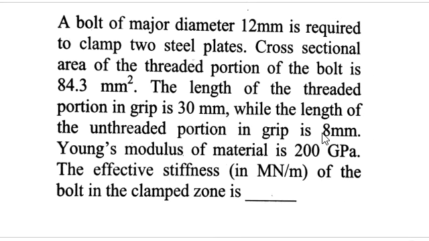And if you see the next question, a bolt of major diameter 12 mm is required to clamp two steel plates. The cross-sectional area of the threaded portion of the bolt is 84.3 mm square. The length of the threaded portion in grip is 30 mm, while the length of the unthreaded portion in grip is 8 mm. Young's modulus of the material is 200 gigapascal. The effective stiffness of the bolt in the clamped zone in mega Newton per meter.